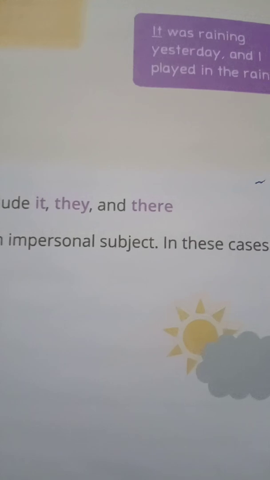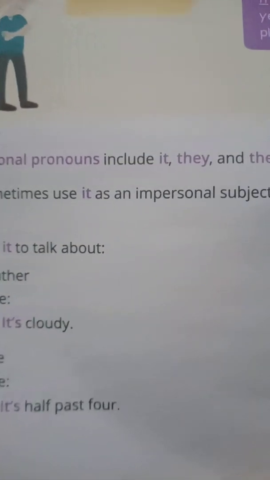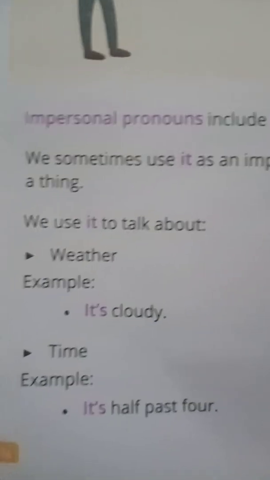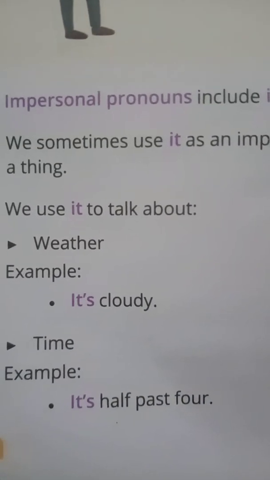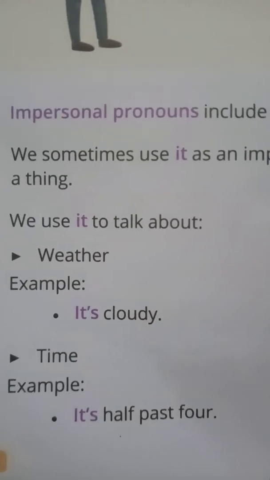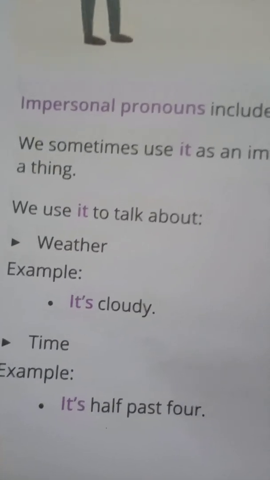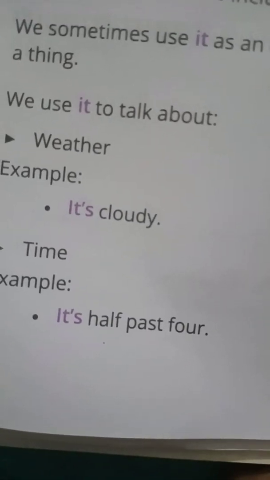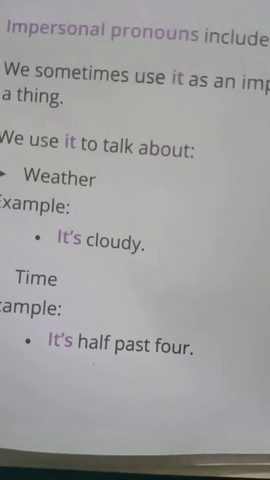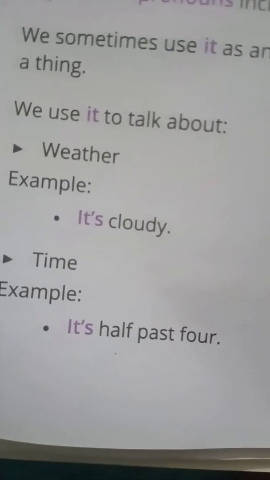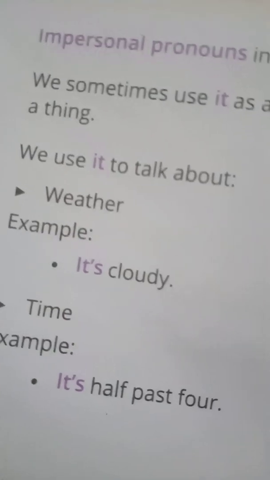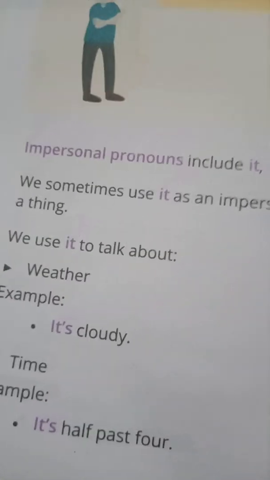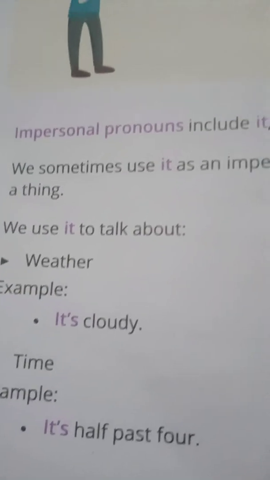We use it to talk about, for example, the weather. We are not talking about a specific person or a thing. For example, I say it is cloudy. Here it does not stand for any person or a thing. It here stands for the weather. The next example is it's 4:30. Here it doesn't stand for any person or a thing. It stands for the time. So that is why they are known as the impersonal pronouns, where it doesn't mean a specific person or a thing.